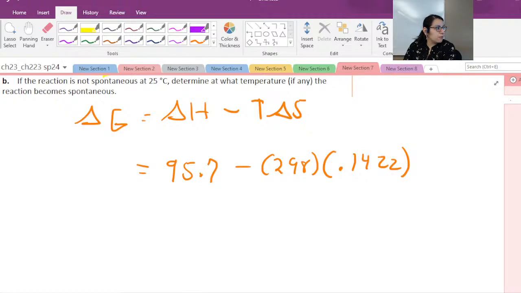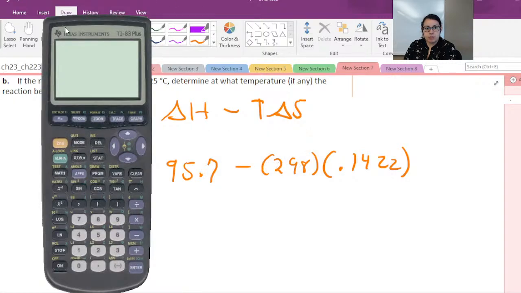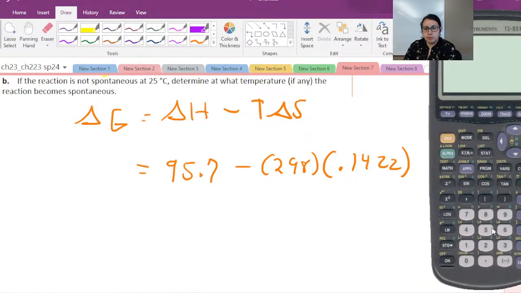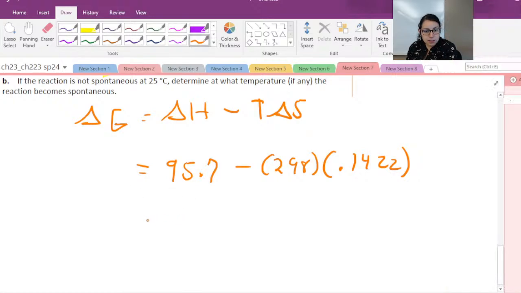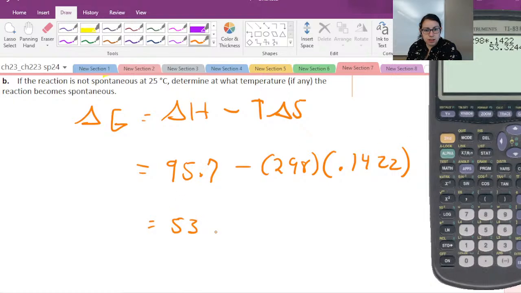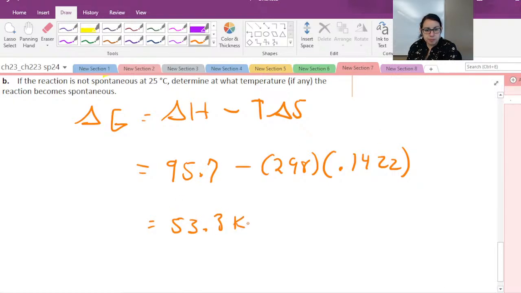So what did you get for your G when you plugged it in? So then you're in joules. Oh, so 53,000 joules or 53 kilojoules. And is that spontaneous? Nope, not spontaneous. So write positive value, not spontaneous.